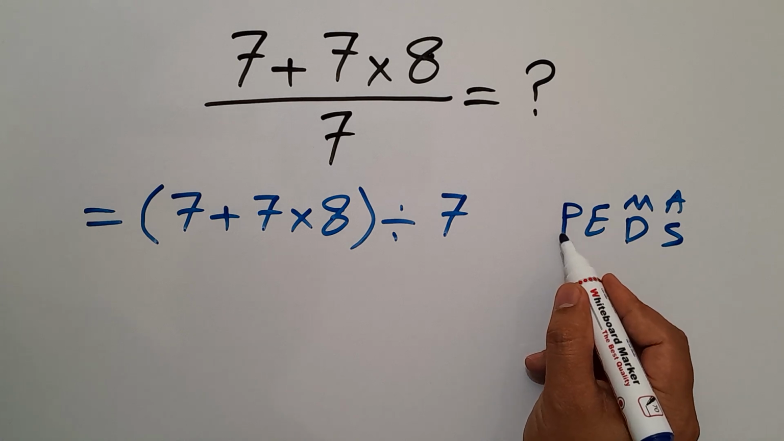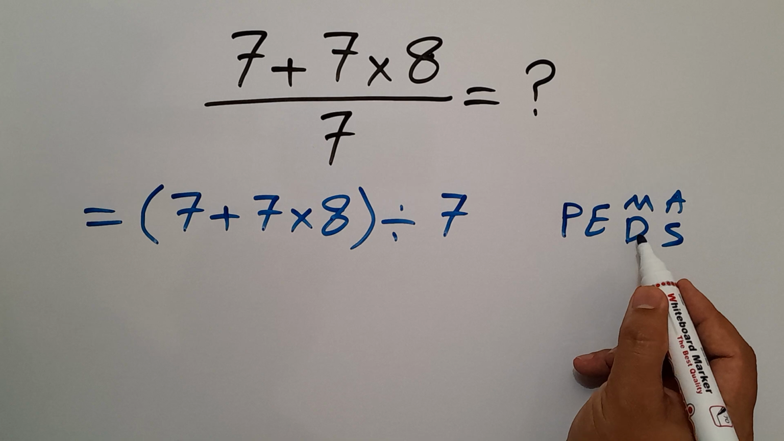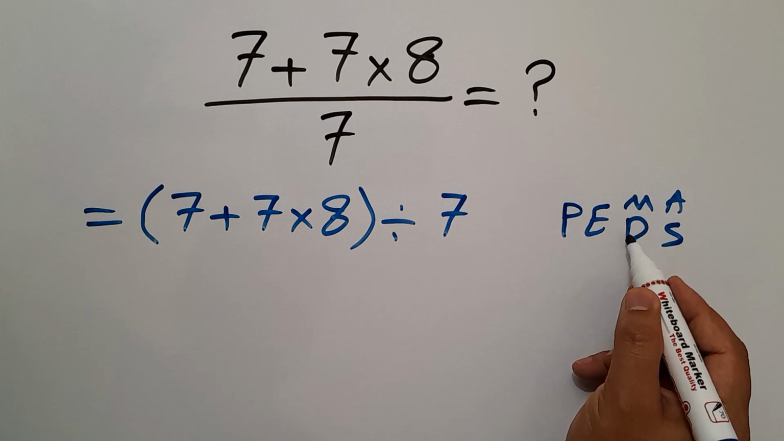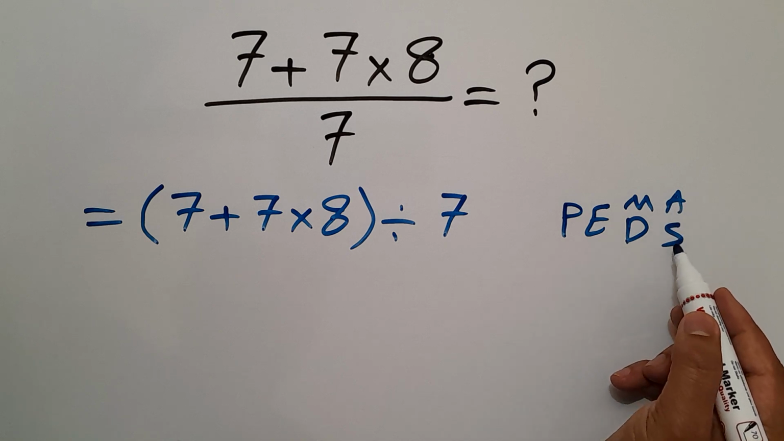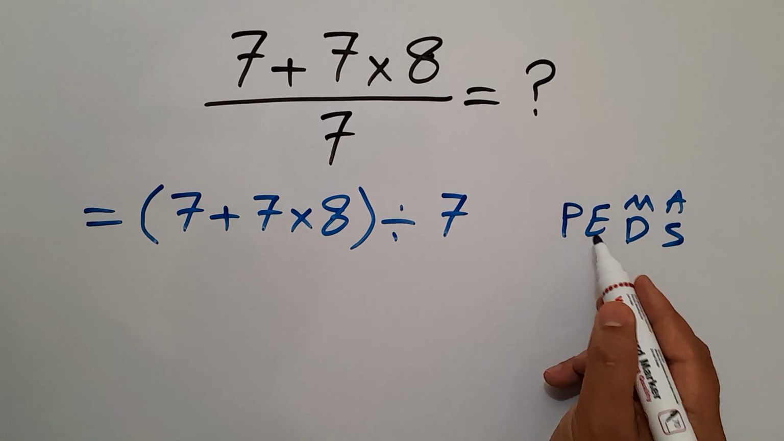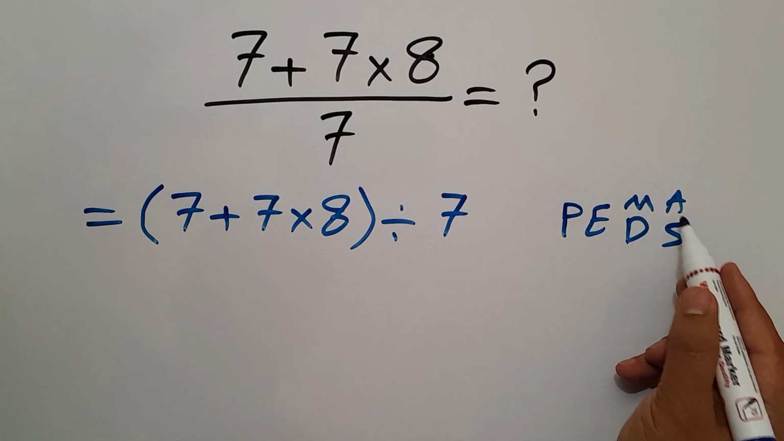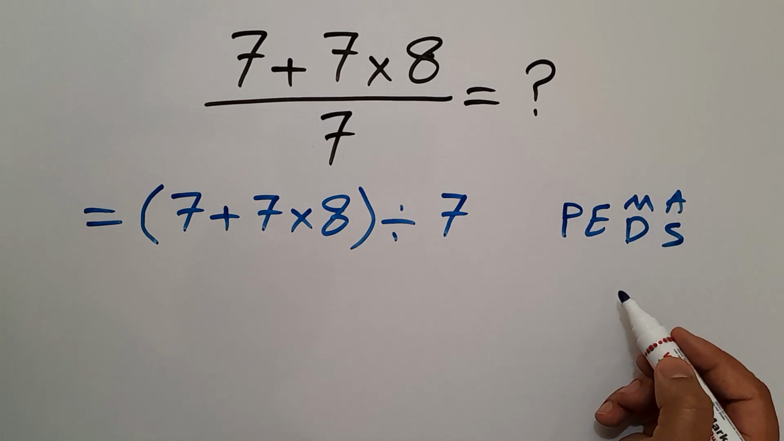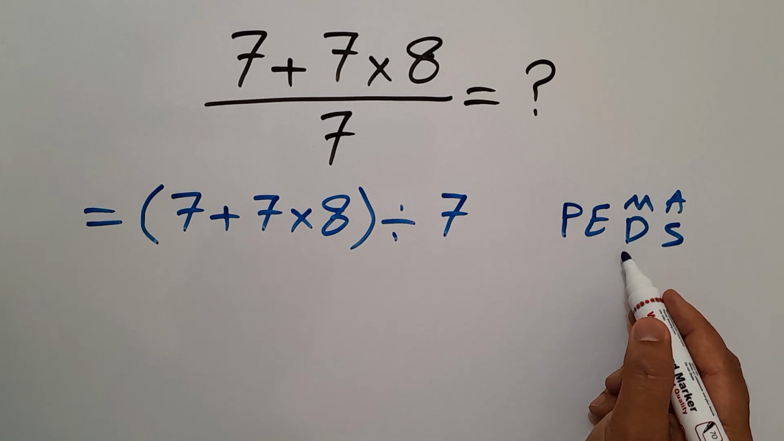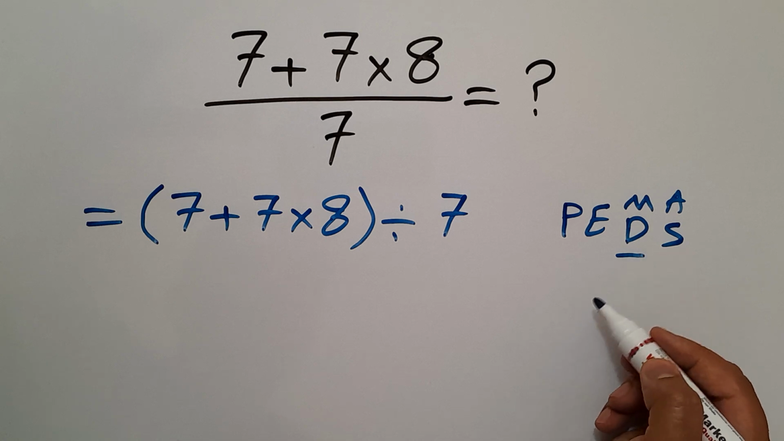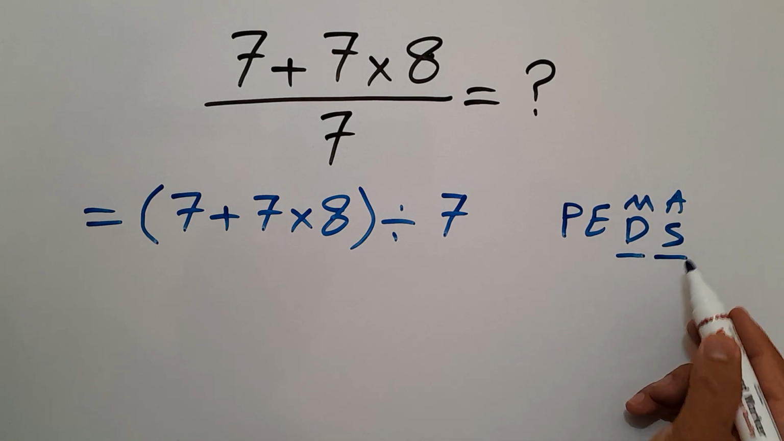P stands for parentheses, E stands for exponents, M and D stand for multiplication and division, and A and S stand for addition and subtraction. We first do parentheses, then exponents, then multiplication or division, and finally addition or subtraction. Remember that multiplication and division have equal priority and we have to work from left to right, and the same applies to addition and subtraction.